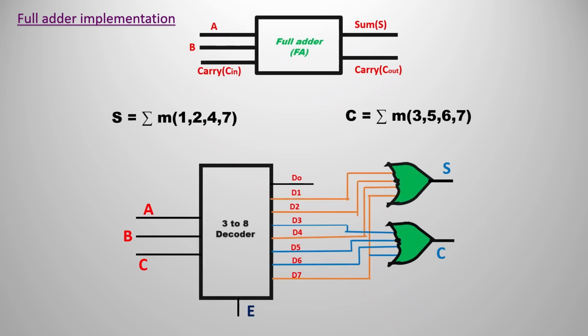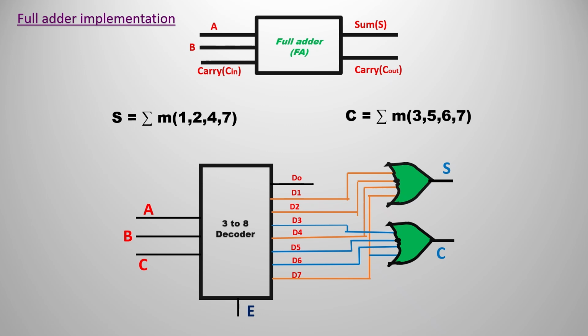In the decoders video we have seen that suppose you have a 3x8 decoder to implement the full adder. If you also see the min terms, that's for sum is 1, 2, 4, 7 and for carry is 3, 5, 6, 7. So according to the min terms, they have joined them with the OR gate to represent the sum and carry.